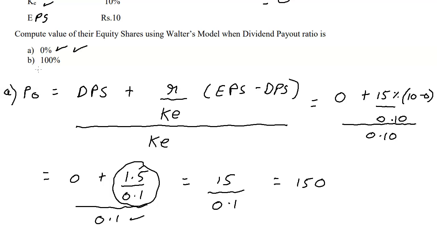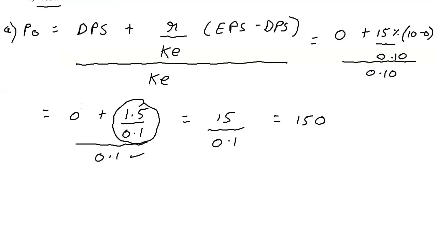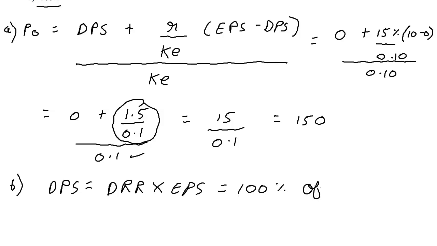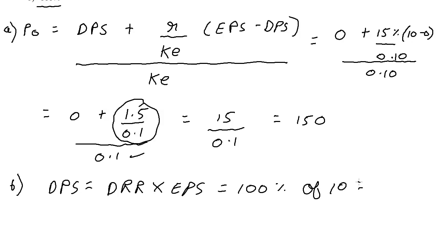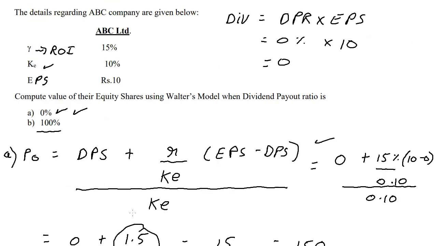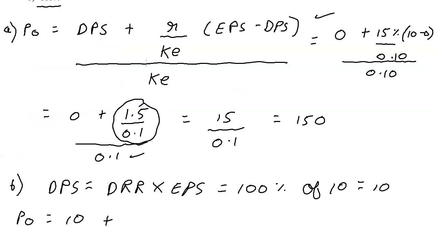As far as part B is concerned, they're saying that it is 100%. What is 100%? The dividend payout ratio. So first of all, my dividend per share is equal to dividend payout ratio into earnings per share. And they're saying it is going to be 100% of the earnings per share, and the earnings per share is 10. So that means my dividend per share is 10, and I'm going to substitute it here. So P0 is equal to 10 plus the return on investment. Remember, the return on investment is 15%.